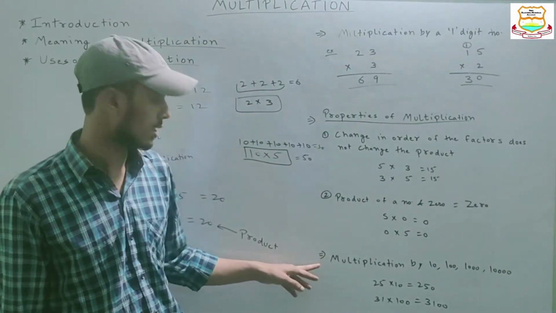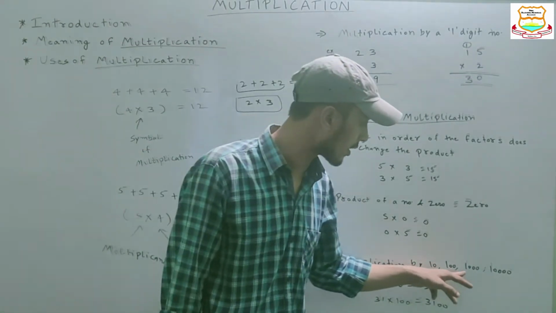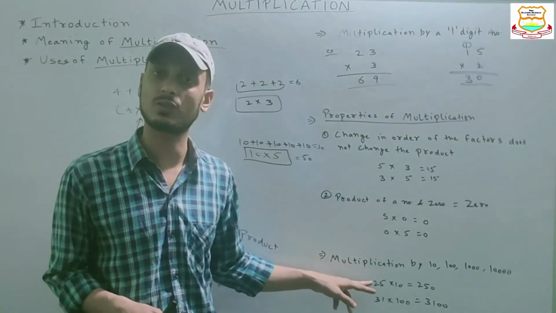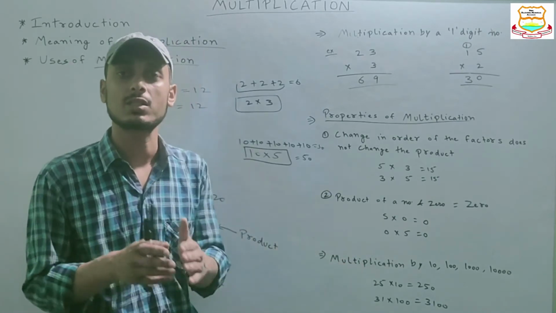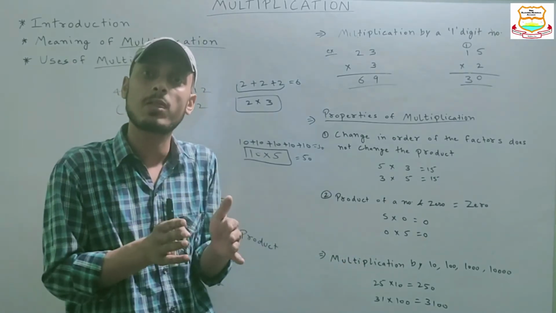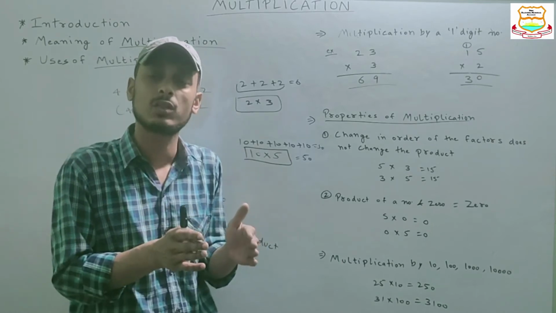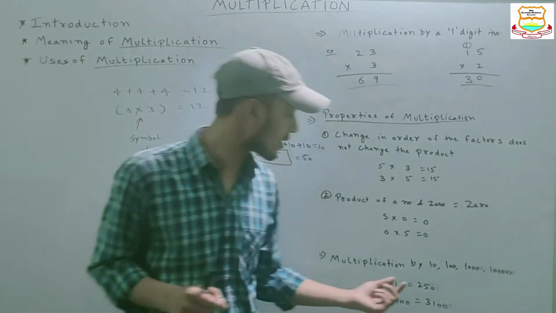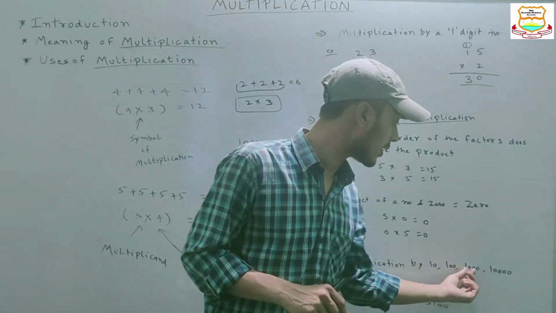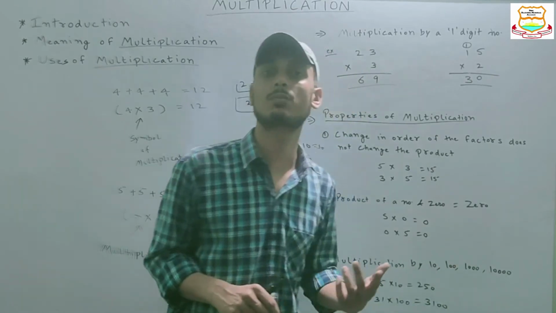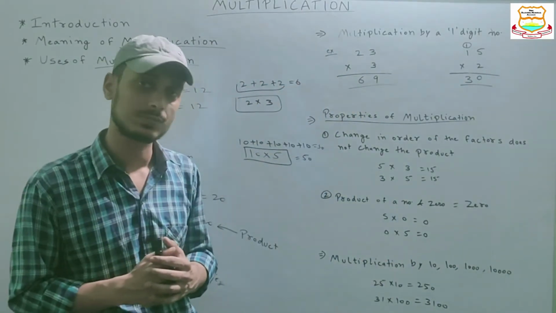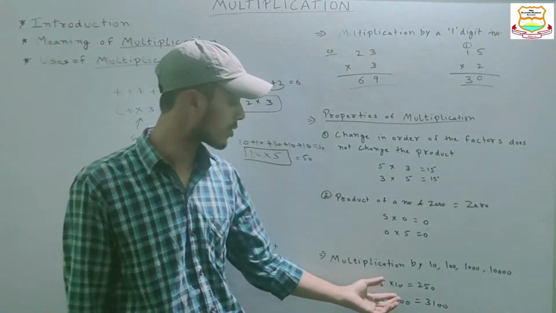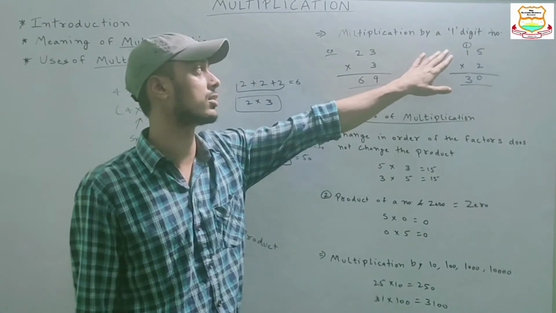Now the next topic is multiplication by 10, 100, 1000 or 10,000. This is a special case of multiplication. Means when a number is multiplied by 10 or 100 or 1000 or 1 lakh. What I mean to say is that the multiplier should contain 0 and 1 only. Then how to do that multiplication? Yes, of course, you can do this multiplication according to this way.